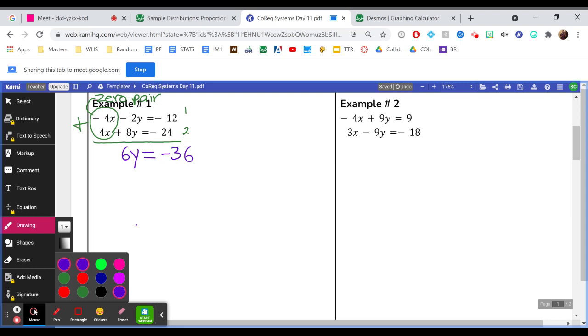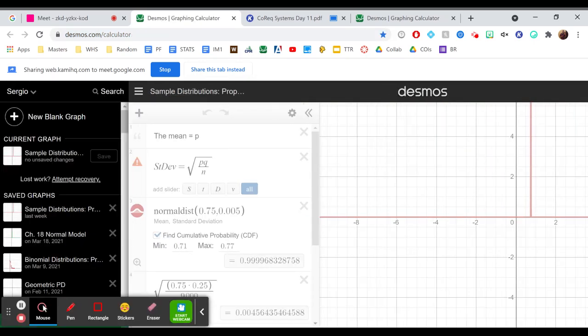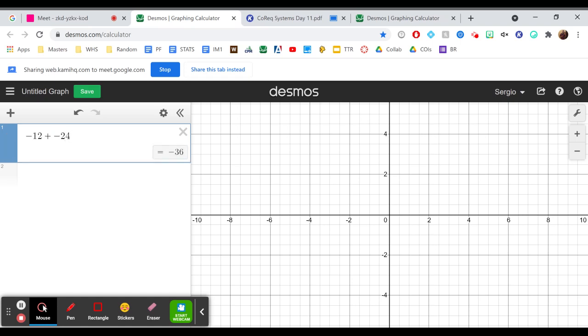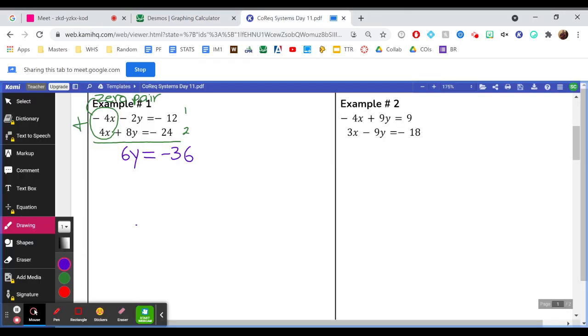And you can always check this on Desmos. Let me do that real quick. Okay, so you have a negative 12 plus a negative 24, negative 36. So you should check your answer, especially if it has negative numbers. Okay, so with that being said, I need to get y by itself. So that means I'm going to divide both sides by 6.